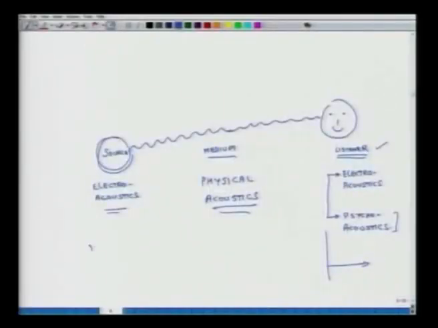So, wave equation helps us understand how sound gets transmitted through a medium. So, that comes in the realm of physical acoustics. So, that is a very broad context in which I wanted to place wave equation. Where does wave equation fit in the overall scheme of things?